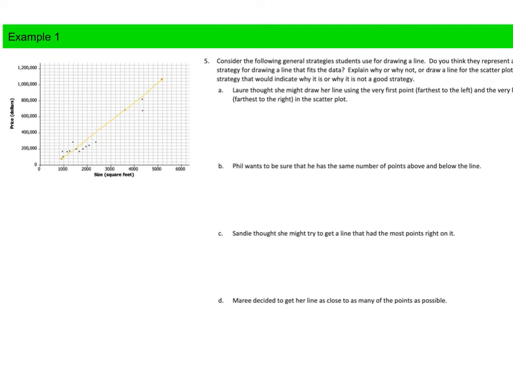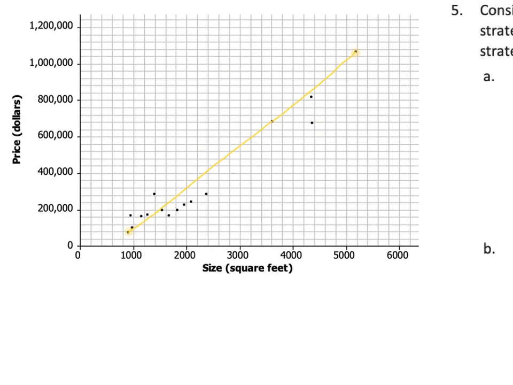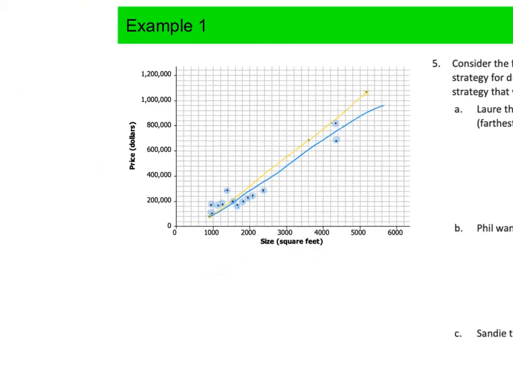Okay. Phil wants to be sure that he has the same number of points above and below the line. So his is a little bit more crazy. So right now above the line we have 1, 2, 3, 4, 5. Below we have 1, 2, 3, 4, 5, 6, 7, 8. So if we have 5 and 8, it's going to be a little bit harder, but he would probably make his line like that. Now there's 1, 2, 3, 4, 5, 6, 7 above, and 1, 2, 3, 4, 5, 6 below. It's about as much as you're going to be able to do, but that would be his line.